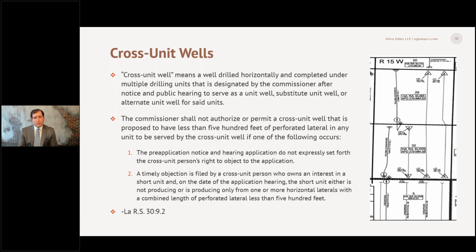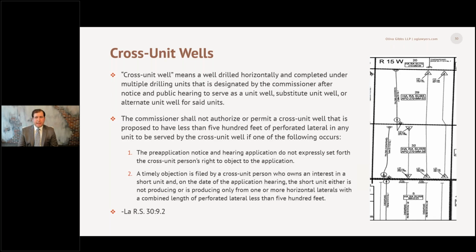The commissioner shall not authorize or permit a cross unit well when you are proposing to drill less than 500 feet of perforated lateral in any unit. Essentially, if you're going to drill a cross unit well, you need to have a lateral going into each unit that's generally longer than 500 feet. There are some circumstances where it may be less, but generally the requirement is that you need to be drilling 500 feet into each unit. And then I have the exception here if you want to read that as well.